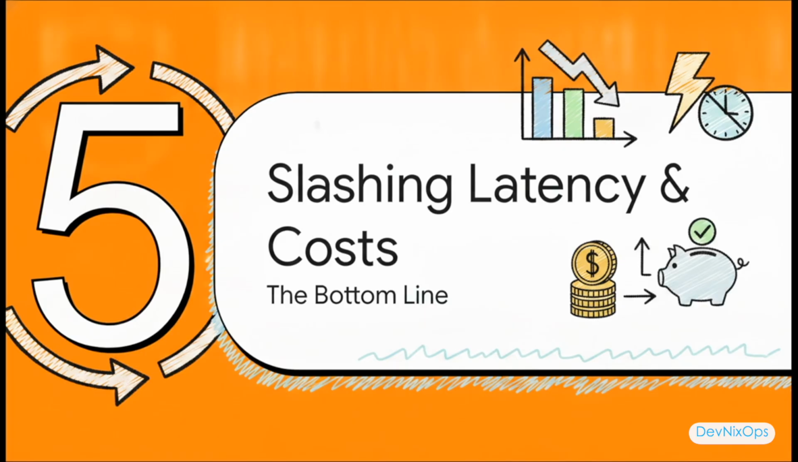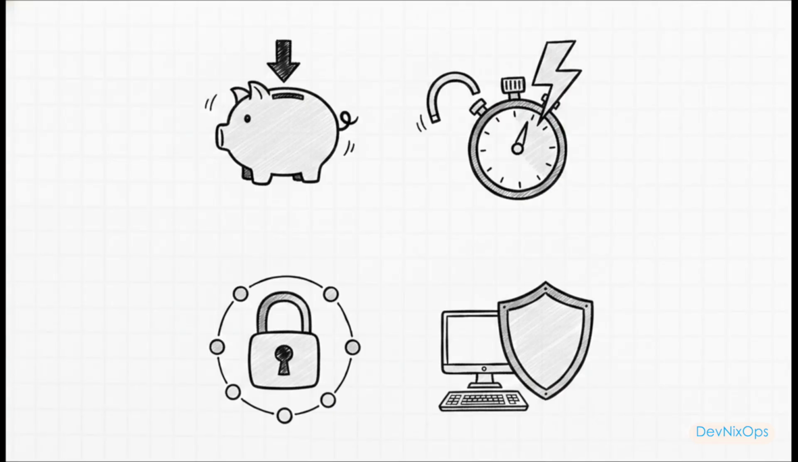Finally, section 5, slashing latency and costs. If you're a developer or a business leader, why does this specific implementation matter so much to your bottom line? Well, first, by stopping duplicate LLM calls, you achieve massive immediate cost savings on your AI infrastructure. Second, because fetching from a local cache takes milliseconds compared to waiting for an LLM to generate tokens, you get a drastic latency improvement. I mean, your app feels lightning fast to the end user.